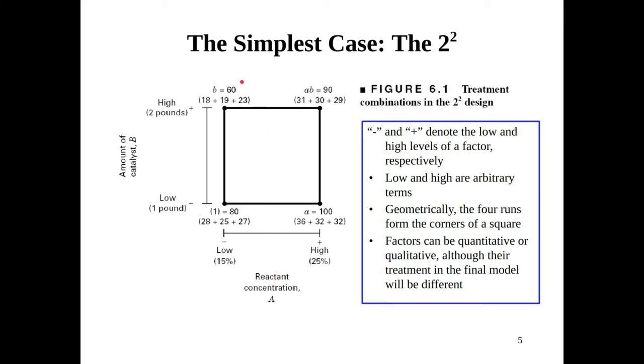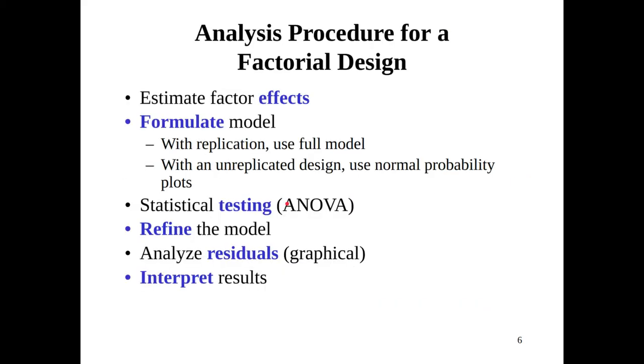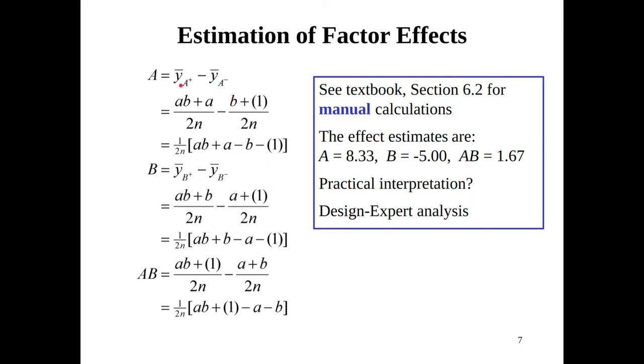Similarly, for the effect of factor B, this is high B. So you take the average of these six and subtract the average of these six from that to get the effect of factor B. So that's what is represented mathematically here.